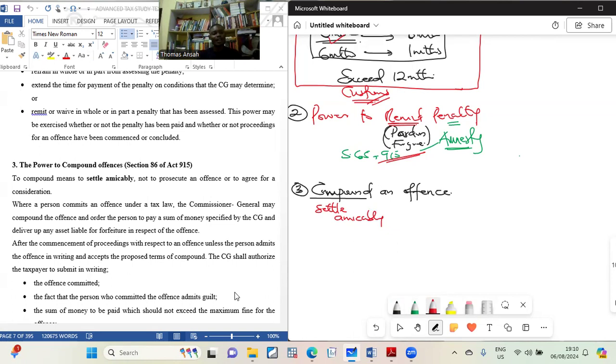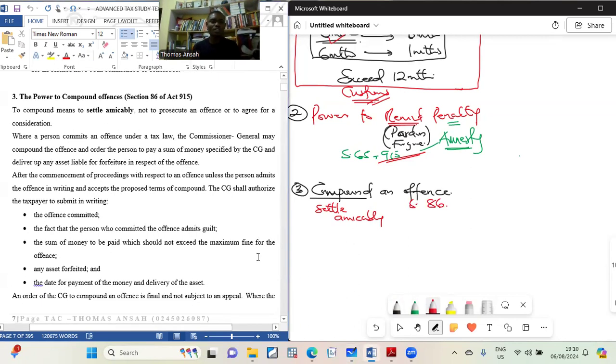So you know that there are certain instances where if you fail, you are supposed to be taken to court. But the Commissioner General can actually compound it. What we mean is that he can settle the thing with you amicably. That's section 86 of our Revenue Administration Act 915. All right. And sometimes before they do that, they take some asset from you. You have to give something in place.